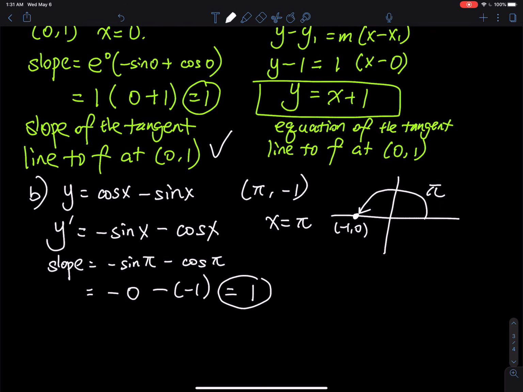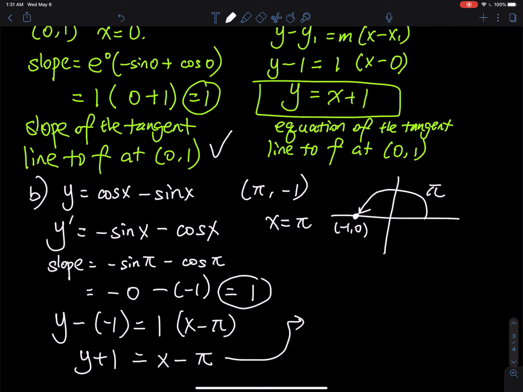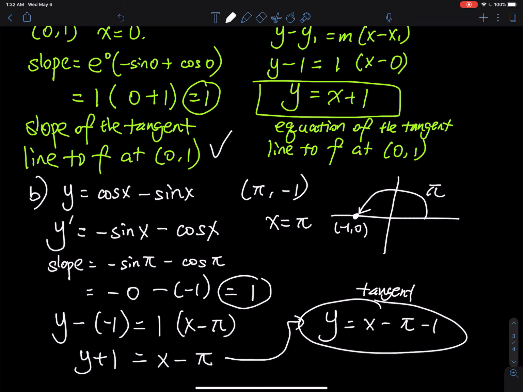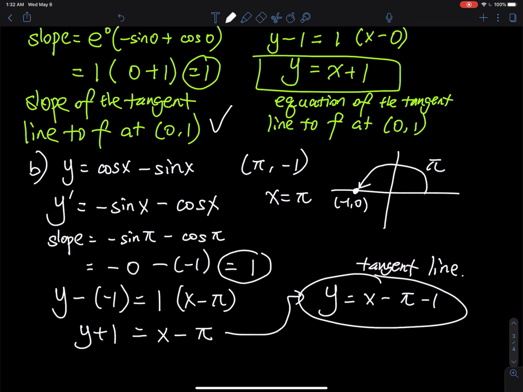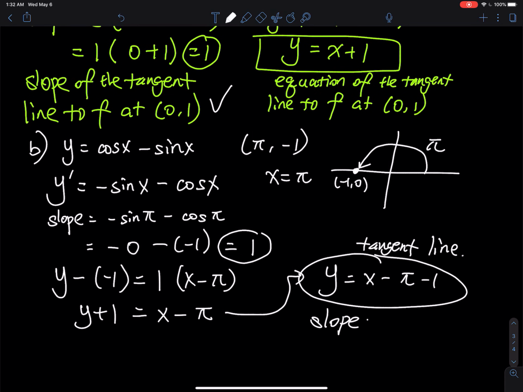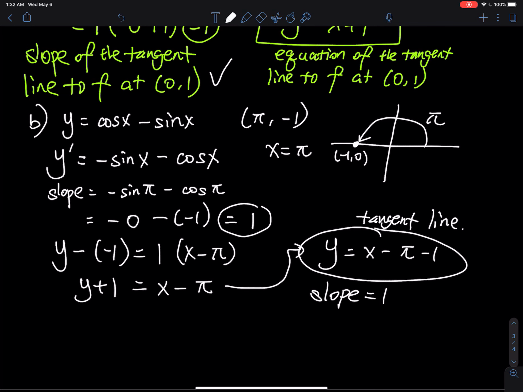So how about the straight line? The straight line is y minus y1 equals the slope times x minus x1. So this is y plus 1 equals x minus pi, and then you have y equals x minus pi minus 1. This is the equation of the tangent line. What is the slope? The slope is equal to 1. The y-intercept is at x equals 0, y equals negative pi minus 1. This is the y-intercept.